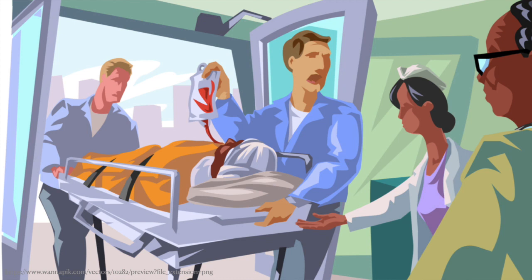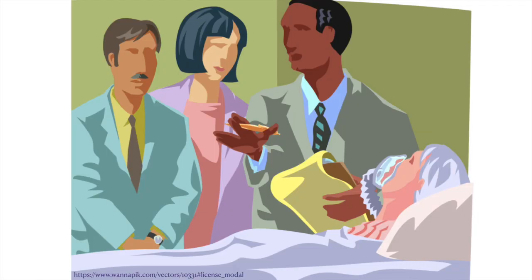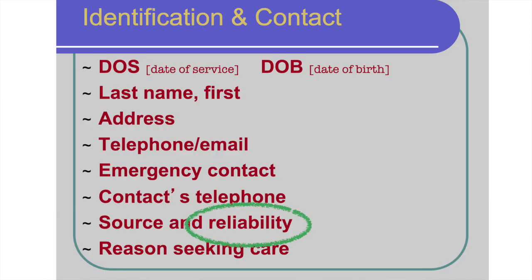Or maybe someone is unconscious, and so you're talking to somebody else gathering information. And that would need to be reported and documented there. If you're using a medical interpreter to interpret to another language, it would be important to document that there. Reliability refers to the ability of this reporter, usually the patient, to give good information.